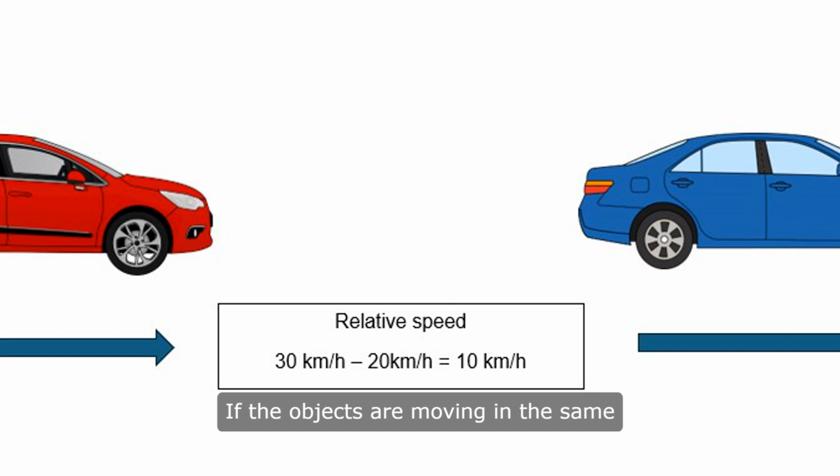If the objects are moving in the same direction on the same straight line, you can just subtract their speeds to calculate the relative motion. Understanding these concepts will help you analyze and interpret motion in physics more effectively.